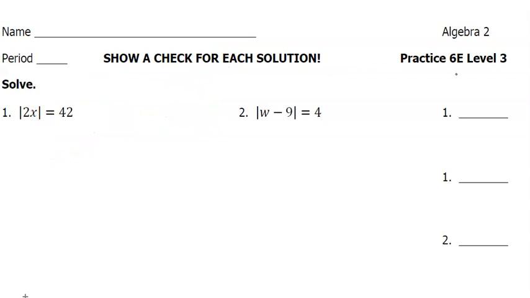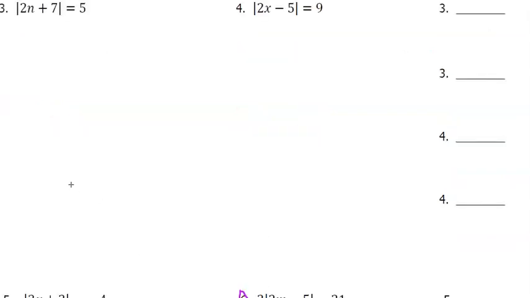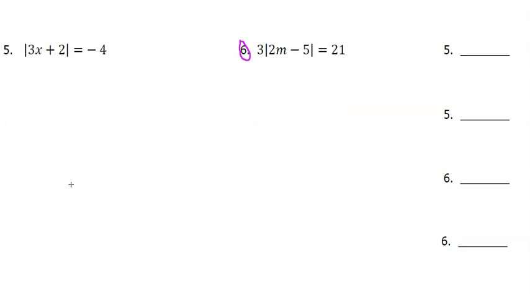Alright, let's look at the 6E Level 3 practice worksheet, and let's look at number 6. So we have 3 times the absolute value of 2m minus 5 equals 21. The first thing you want to do is isolate the absolute value. To do that, we're going to divide each side by 3. Do not distribute, just divide them out. So I have absolute value of 2m minus 5 equals 7.